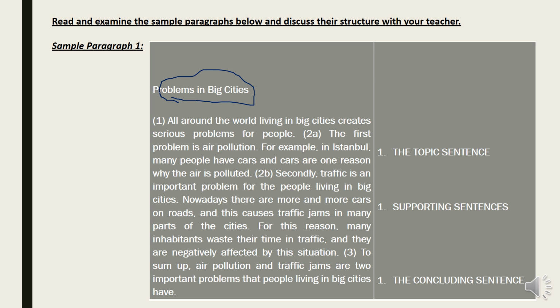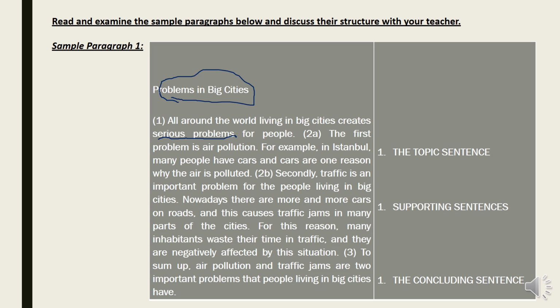Let's start. All around the world, living in big cities creates serious problems for people. So, this is the topic sentence. As you can see, it talked about serious problems for people that live in big cities. So the main idea or the topic of the paragraph is the problems that people face in big cities. This is the topic. This is the main idea.